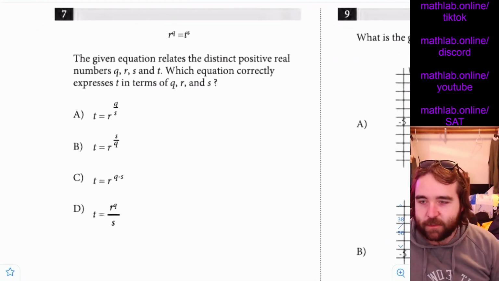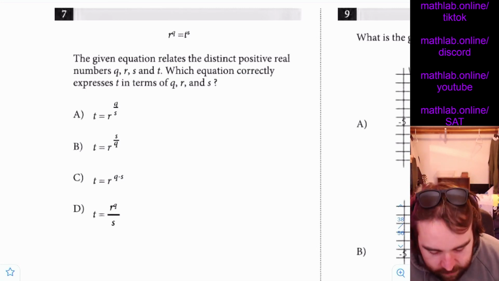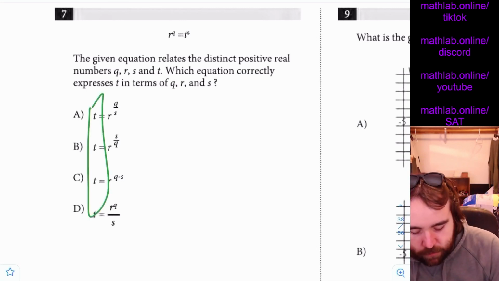All right, next. The given equation relates to distinct positive real numbers, Q, R, S, and T. Which equation correctly expresses... Oh, right, this is one of those you don't need to read. You just look at the answer choices. We're solving for T.